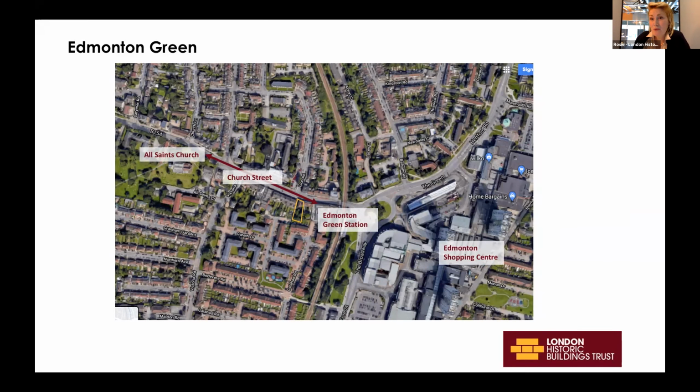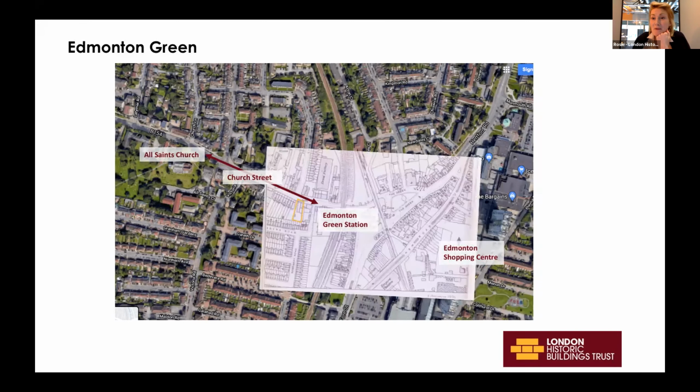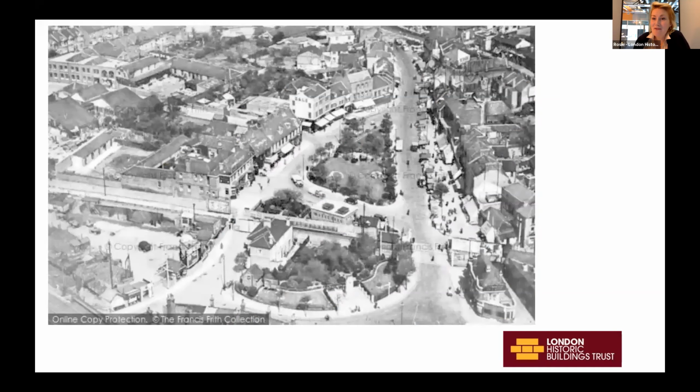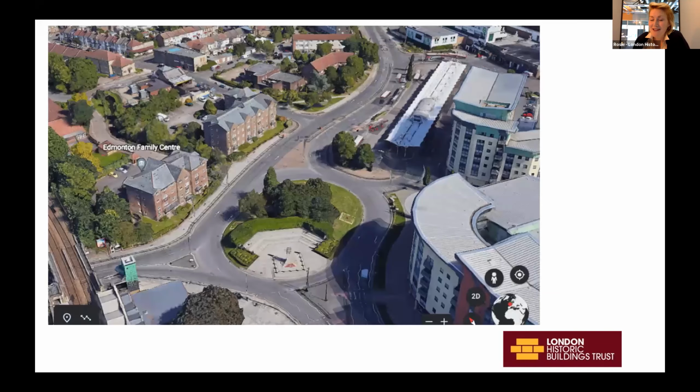Now, the context of your project is always incredibly important and really important to understand when you're starting a project. So I just want to take you back to 1936 quickly. And this is a map of Edmonton Green before the major development. And you can see here on the right-hand side of that map, what looks like it might be a lovely historic core. And to look at it here, you've got Edmonton Green itself, lovely historic centre, lots of shops. And this is what it looks like now. This is as a result of that major development.